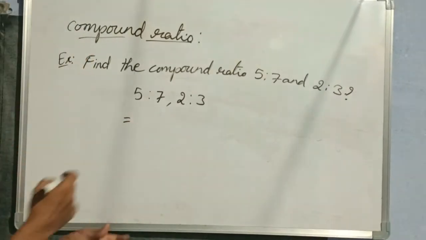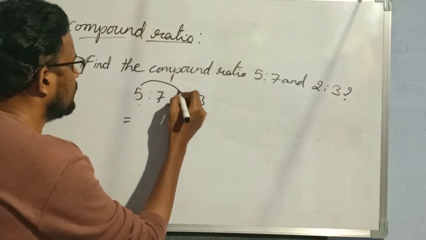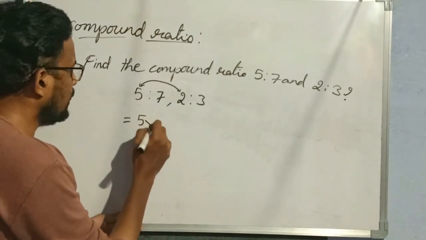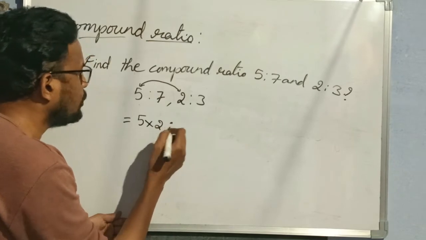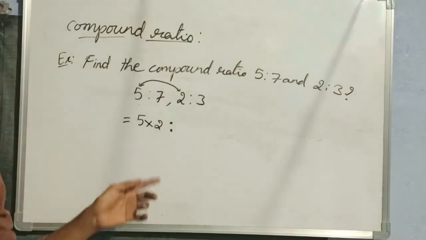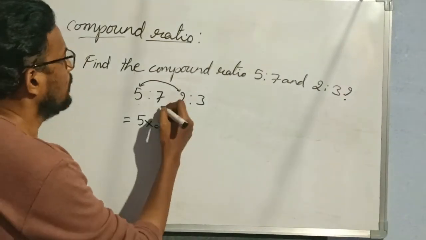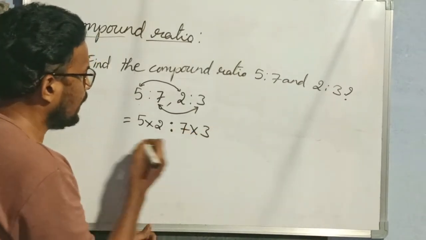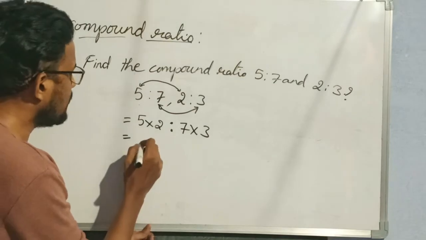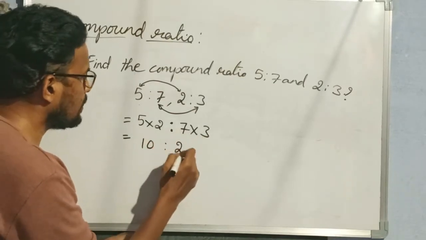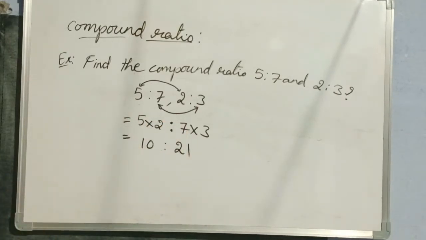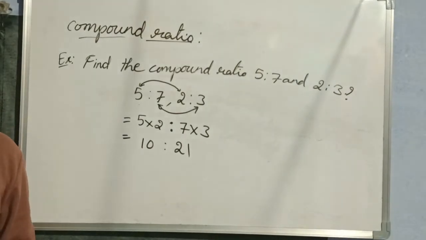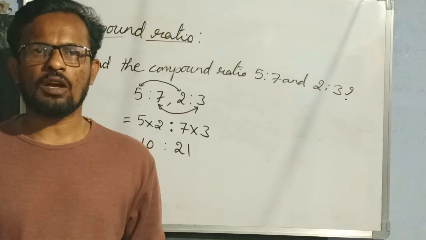That is equal to multiplying the first term with the first term. 5 into 2 is 10, and the ratio symbol is the colon. Now again the second term should be multiplied by the second term, 7 into 3. So that is equal to 5 into 2 is 10, to 7 into 3 is 21. So this is the compound ratio of 5:7 and 2:3. This is about compound ratio. I hope everybody understood compound ratio now.